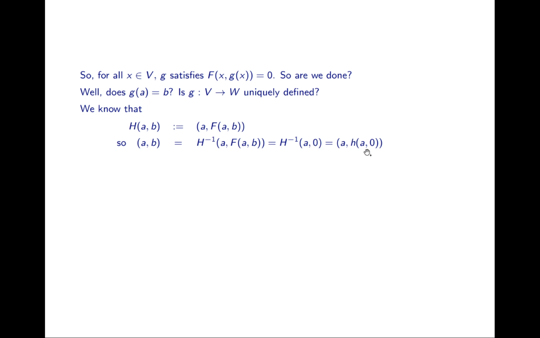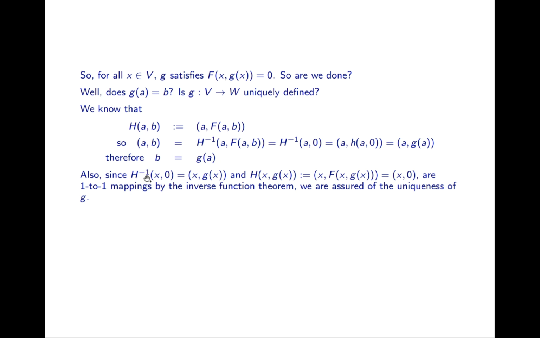And from our previous work, we know that this is (a, h(a, 0)), because that's what H inverse is defined to be. Little h tells me how the inverse maps the second vector in my pair. And this is equal to g of a. So if this ordered pair equals this ordered pair, b equals g of a. So does g of a equal b? Yes.